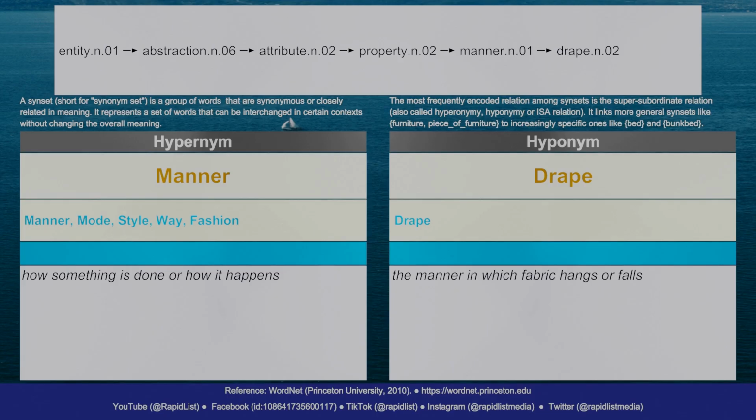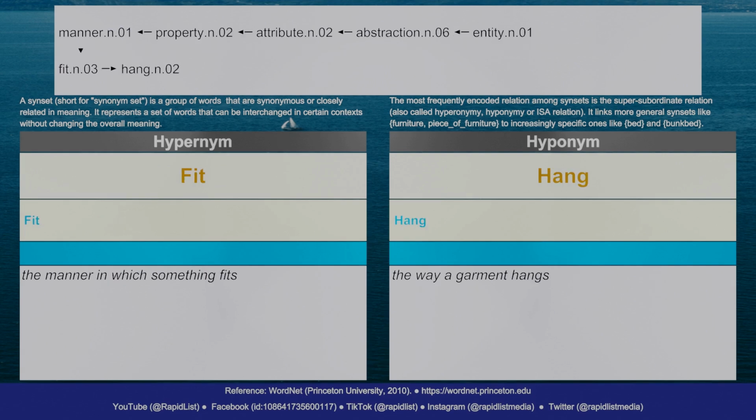Drape. The manner in which fabric hangs or falls. She adjusted the drape of her skirt. Fit. The manner in which something fits. I admired the fit of her coat. Hang. The way a garment hangs. He adjusted the hang of his coat.